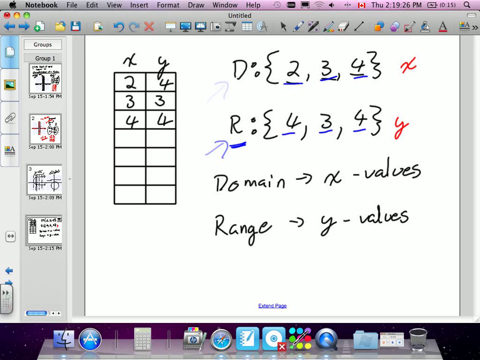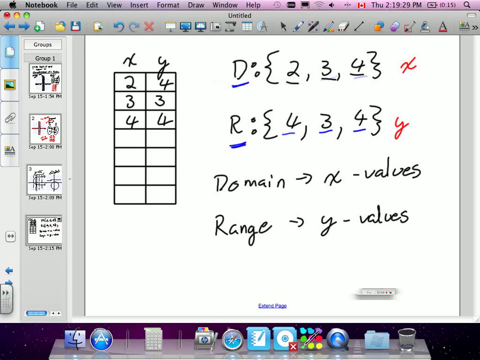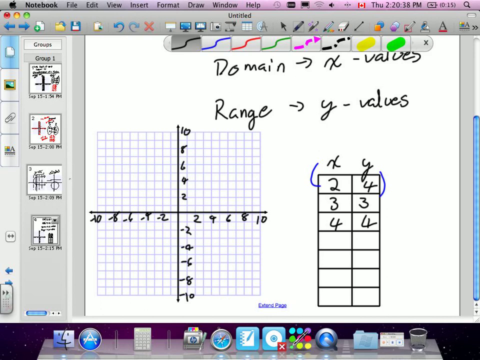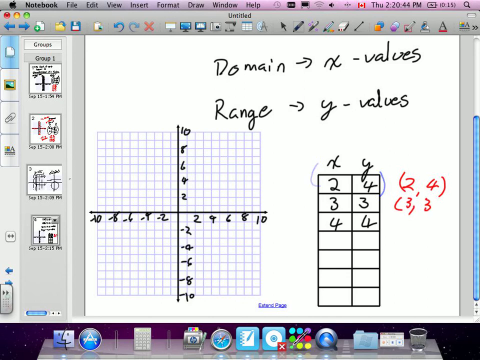So if I were to actually plot these points on a graph, okay, so after seeing that domain and range, we have our coordinates. Our first coordinate, and we'll just write them beside, is 2 and 4. The next coordinate is 3 and 3. And the last coordinate is 4 and 4. Okay, so I can plot those points, 2 and 4, 3 and 3, and 4 and 4. So this is just 3 points on a graph. If they were to ask me if this is a function, would this be a function? Yeah. Okay, so it passes the vertical line test, so it's a function, and these are the 3 points.